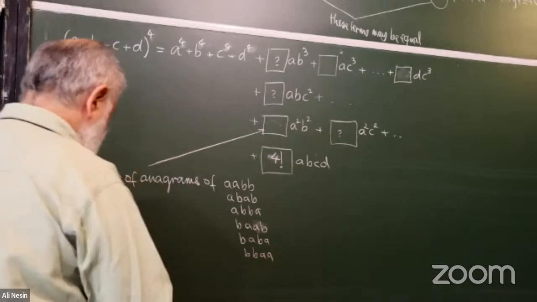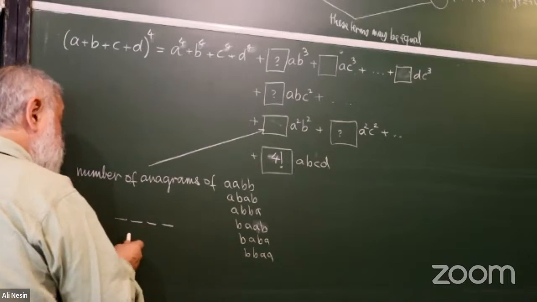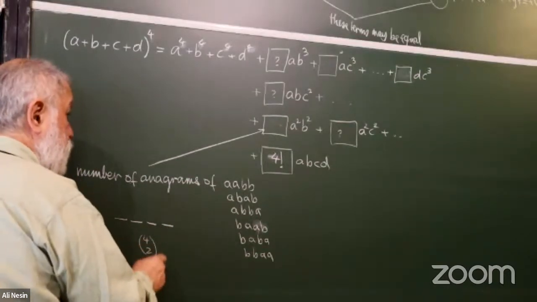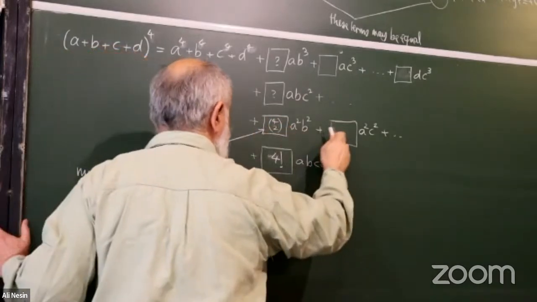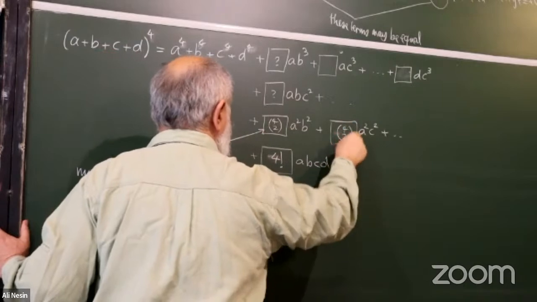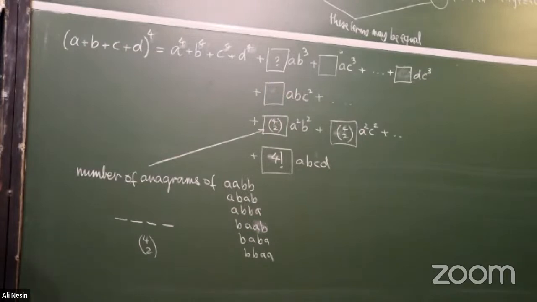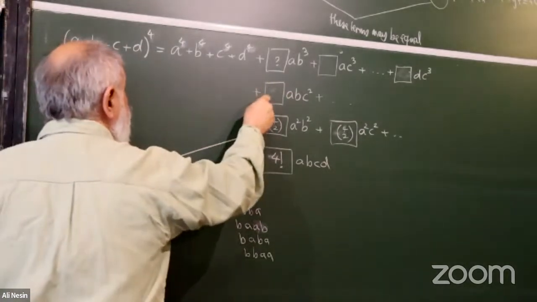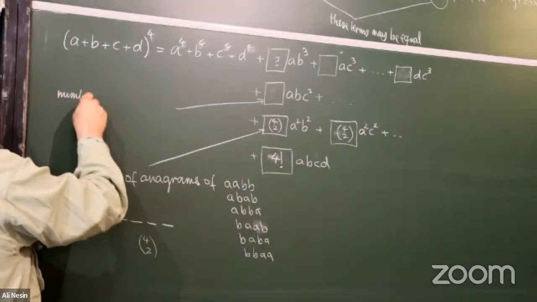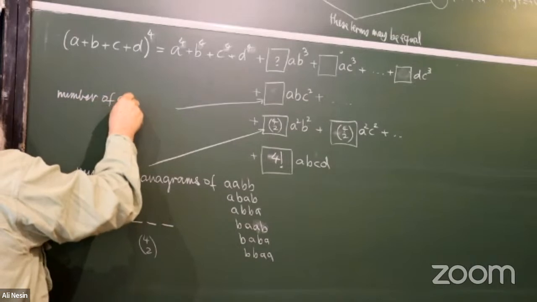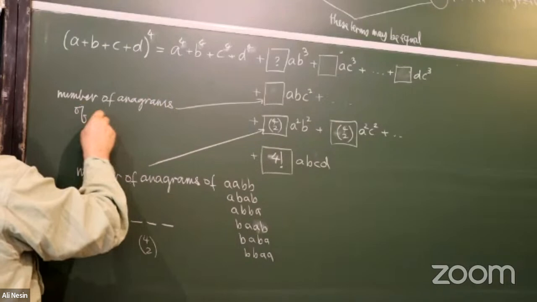6 of them, because I have 4 places, and I have to choose where to put the 2 A's. This is 4 choose 2, right? It's 4 choose 2 here. Here also 6. Here also 4 choose 2. So the number of anagrams of A, B, C, C.